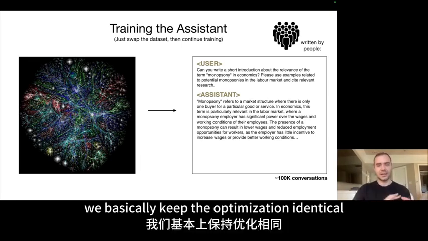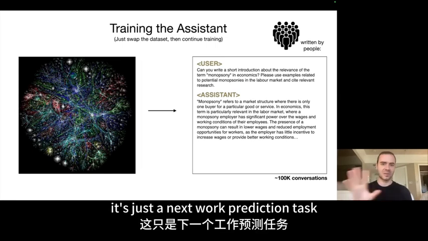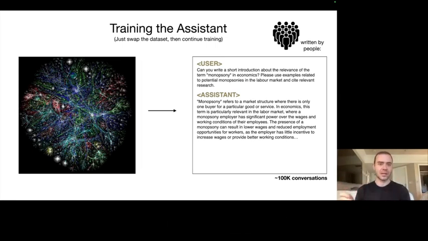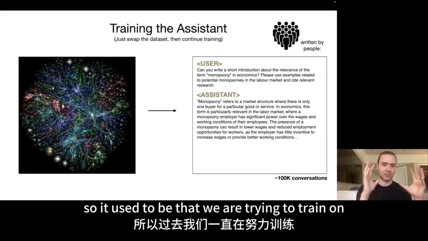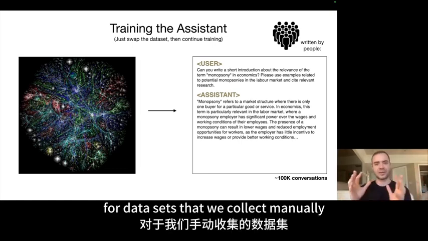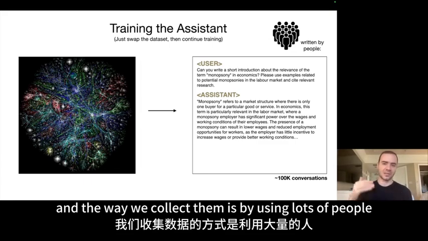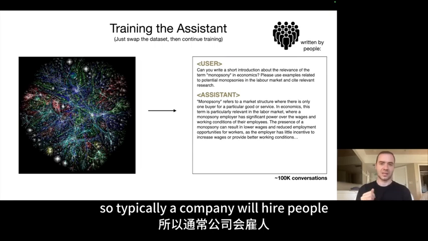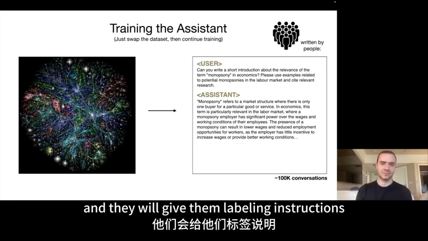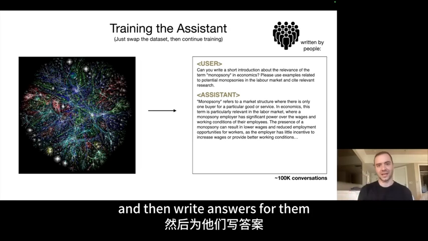We keep the optimization identical, so the training will be the same. It's just the next word prediction task, but we're going to swap out the data set on which we are training. It used to be that we were training on internet documents. We're now going to swap it out for data sets that we collect manually. The way we collect them is by using lots of people. Typically a company will hire people and give them labeling instructions, and they will ask people to come up with questions and then write answers for them.